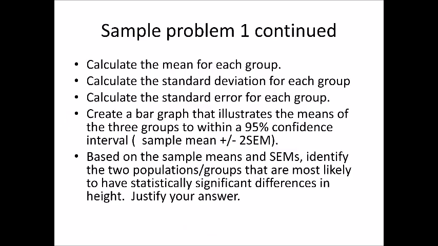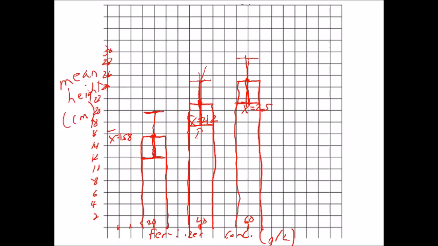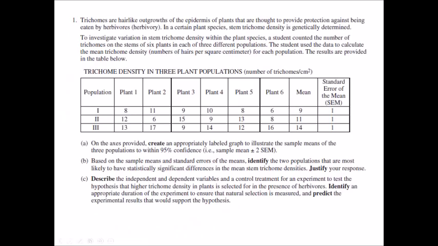Now, the rest of the question, though, wants to know, based on the sample means and the SEMs, identify the two populations or groups that are most likely to have statistically significant differences in height. Justify your answer. The important thing to look at is the overlap of the error bars. If the error bars overlap between two groups, they're likely not to be statistically different. So notice that there's overlap here and here.